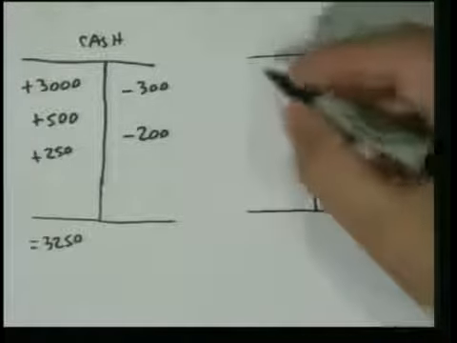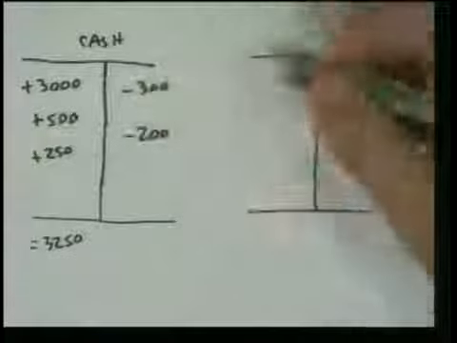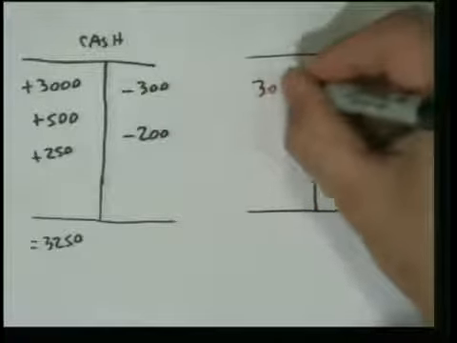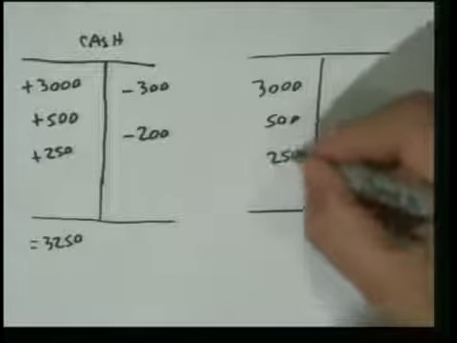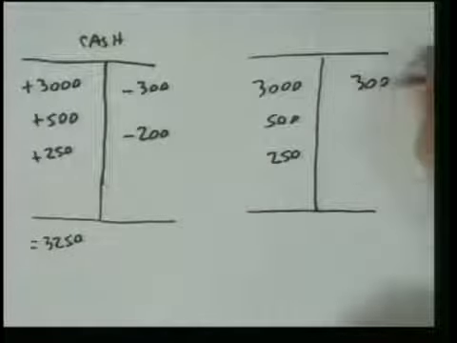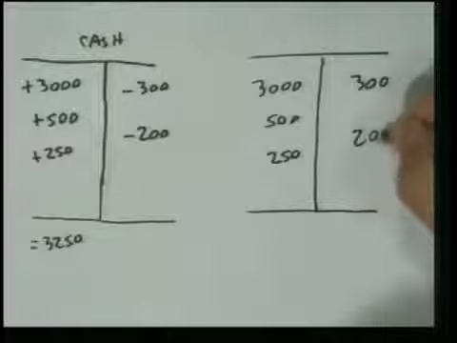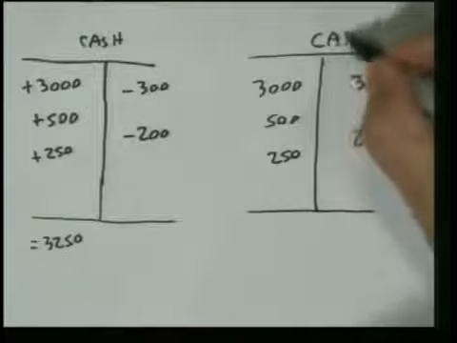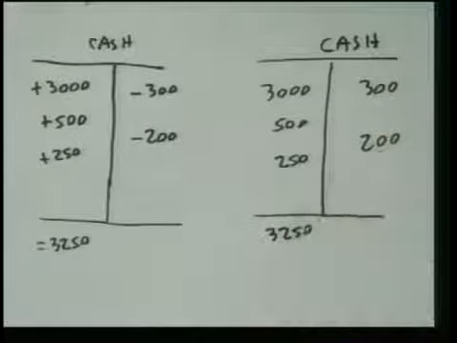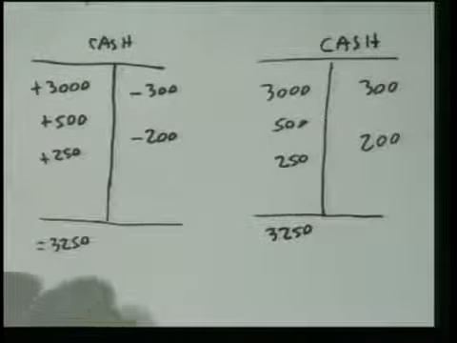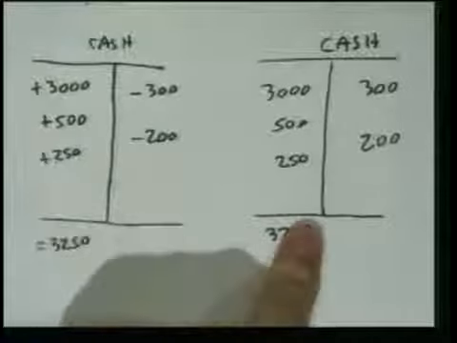And let me get rid of the pluses and the minuses. Let's just say I know the increases are going to go over here and the decreases are going to go over here. This is cash. And the balance is still $32.50, right? Do you understand the transition from here to here?